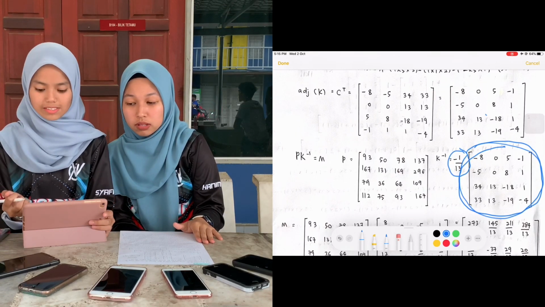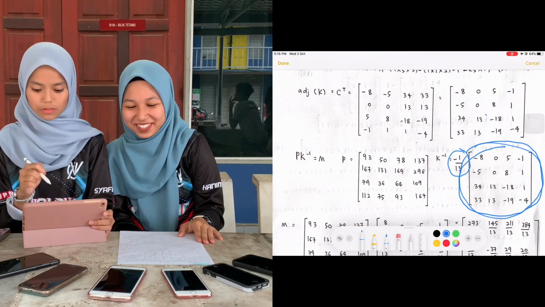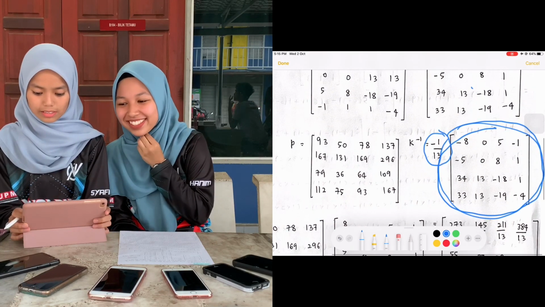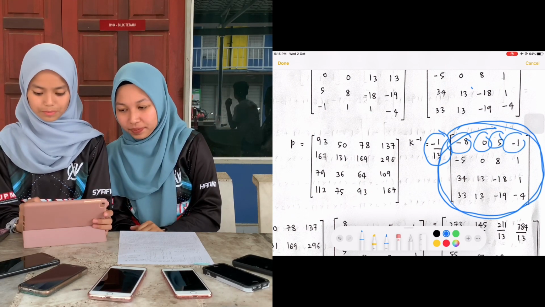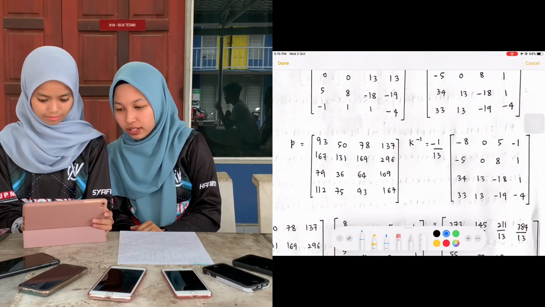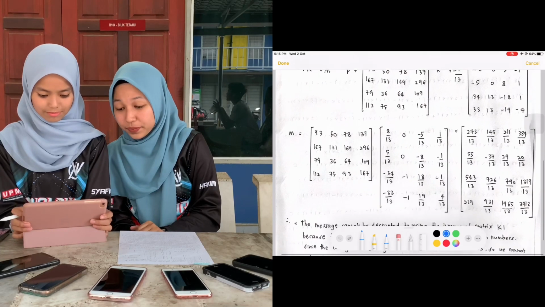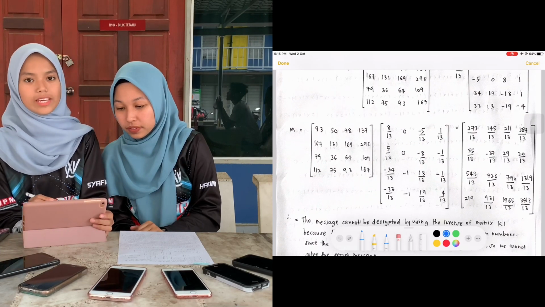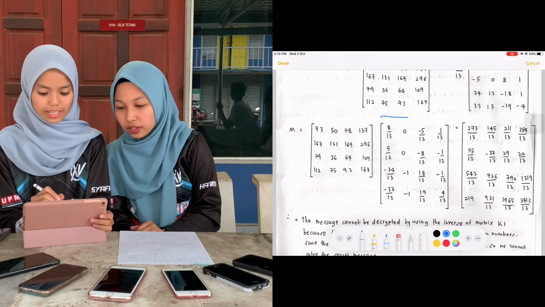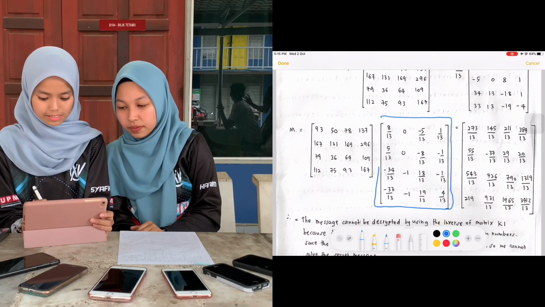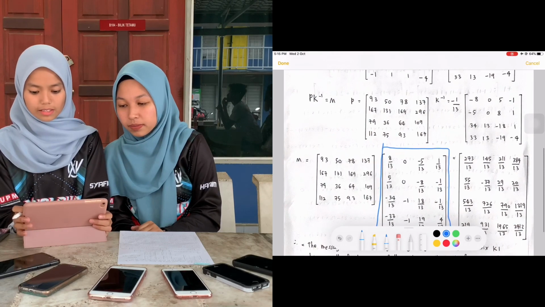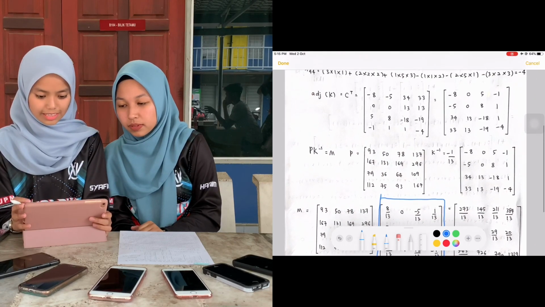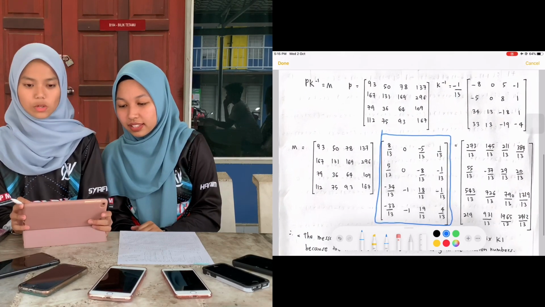The determinant that we get is negative 13. So 1 over negative 13 multiplied by the negative 8, 0, 5, negative 1 and 1. So we get the inverse of K. This is the inverse of K that we get. So we multiply 1 over the determinant and the matrix from the adjoint matrix.